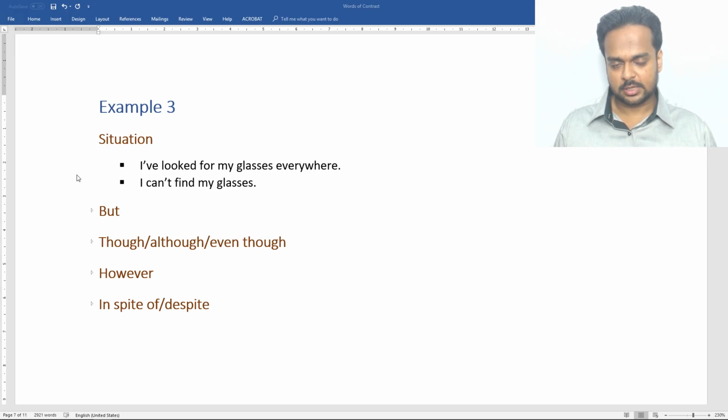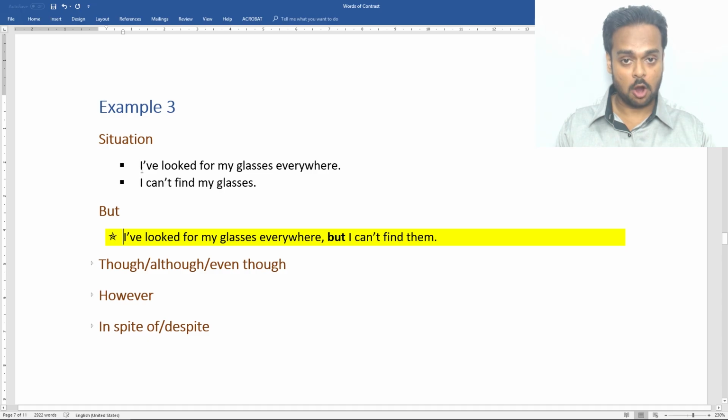All right, just by looking at these, you should be able to tell that this is an informal conversational situation, and the best option is the simple word but. In fact, I'm going to star it right away. I've looked for my glasses everywhere, but I can't find them. It's simple and it works perfectly.